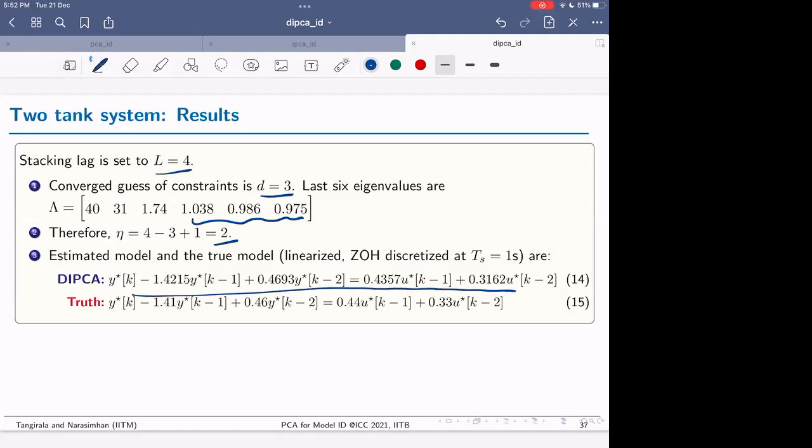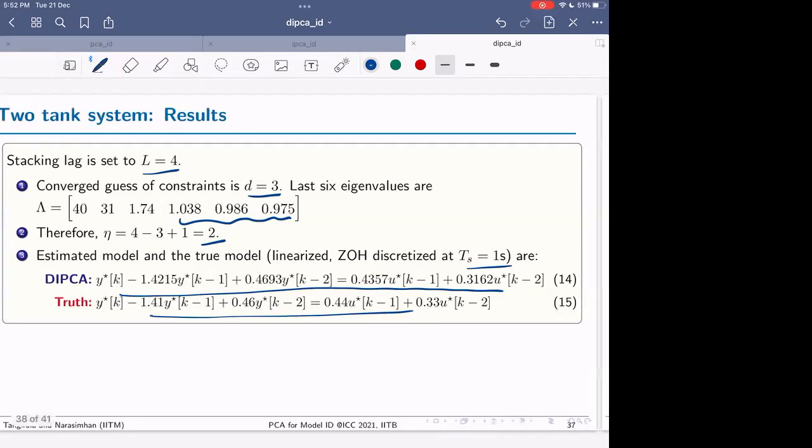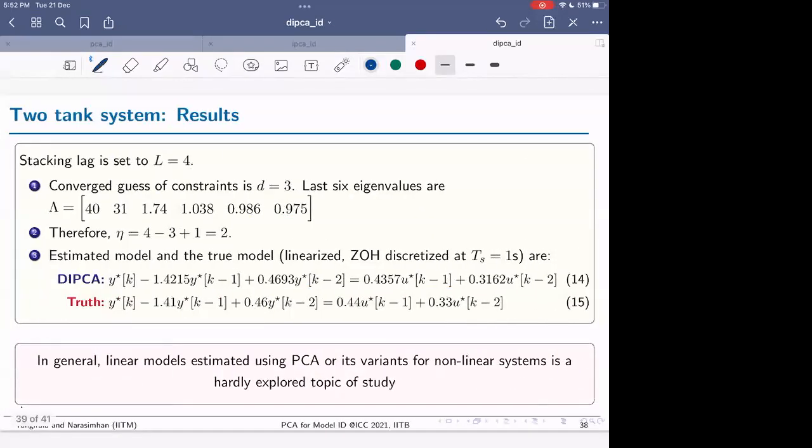and the true one is a continuous nonlinear system. So we linearize and do a ZOH discretization at a sampling interval of 1 second, because that is the sampling interval we used for generating the data. You can see the estimates are very close. So we have essentially estimated the process order and the coefficients, despite the fact that there is a mild nonlinearity there.